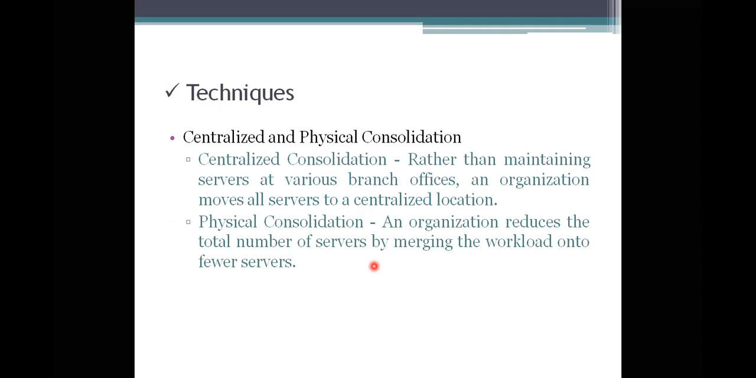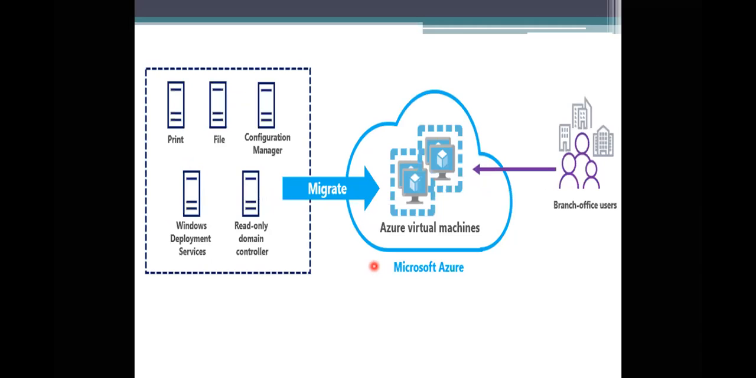The centralized consolidation here is that we are maintaining the branches, or we are maintaining this at one point only. This is the centralized one. It will take care of the Azure virtual machines that you are using, and they will be looked after by the branch offices. These branch office users have no need to maintain these things here. They need to connect to this Microsoft Azure environment, and they have to take care of these things.